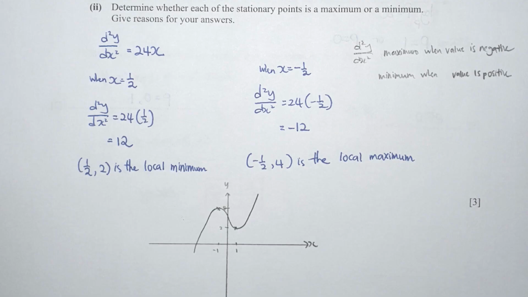And for you to find whether the stationary point is maximum or minimum, all you need to do is to substitute your x as 1 over 2 and negative 1 over 2 into it. You get your d2y/dx2 as 12 and negative 12. So please take note of this. When your d2y/dx2, which is your second derivative, is positive, it means it is a local minimum. And when it is negative, it means it is a local maximum.